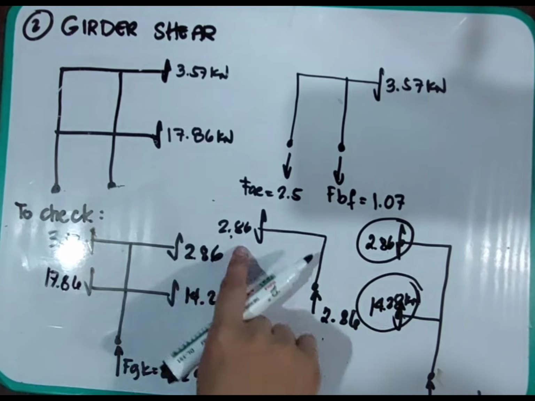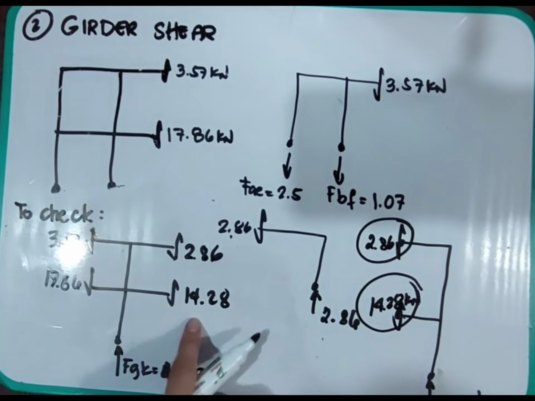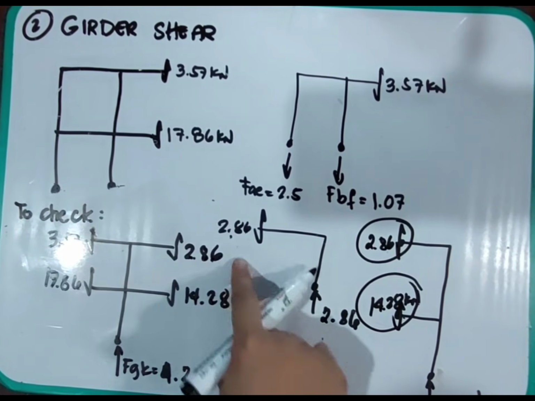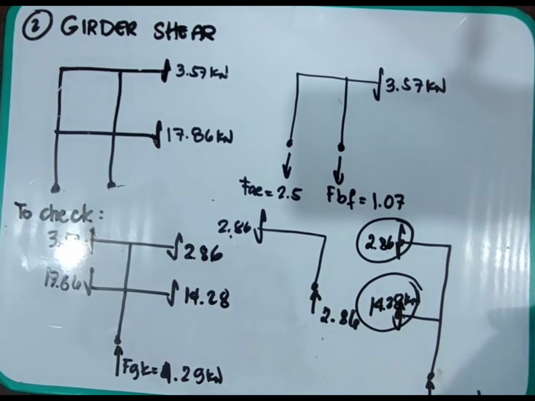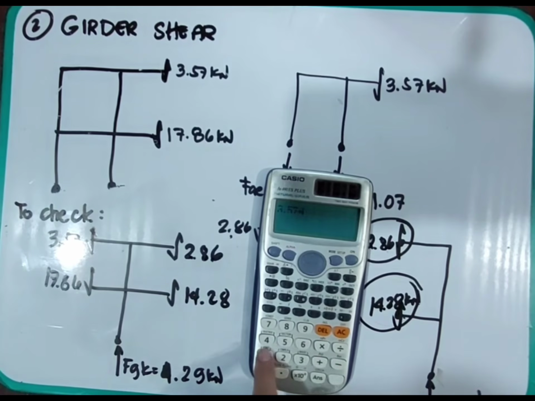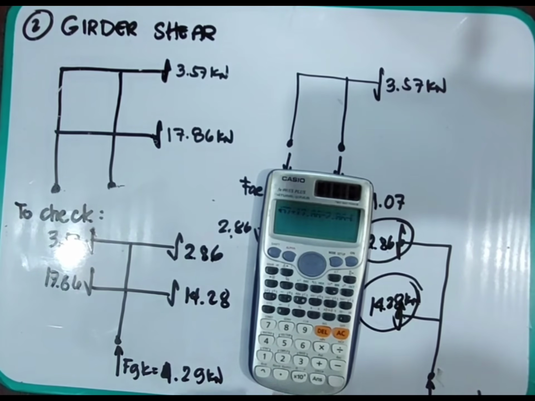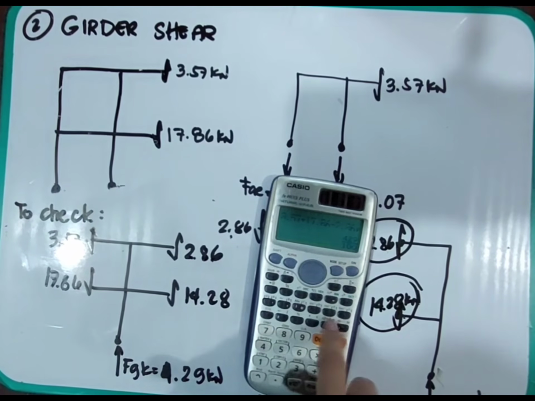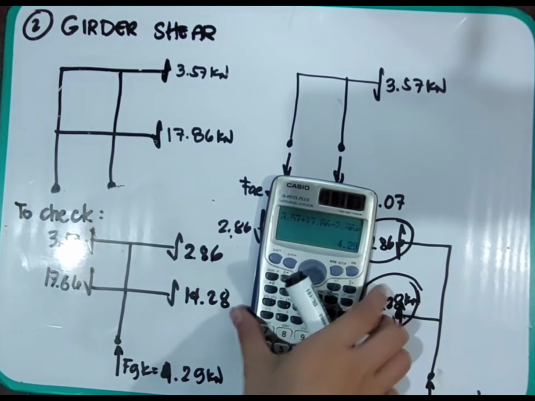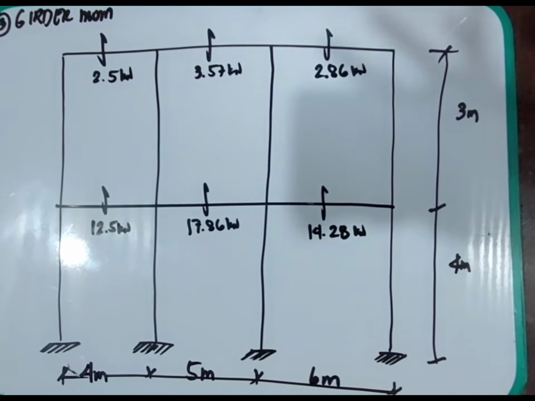Pag pinag-minus natin itong dalawa, 3.57 plus 17.86 minus 14.28 minus 2.86, the answer would be 4.29. So, double check. So, 3.57 plus 17.86 minus 2.86 minus 14.28. So, answer is 4.29. So, tama ang calculations nyo for your girder shear. So, itabulate na natin para mas madali ang analyzation.